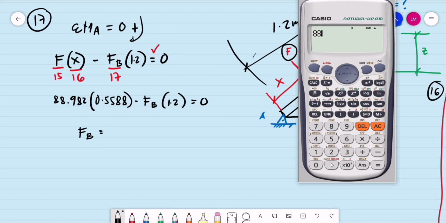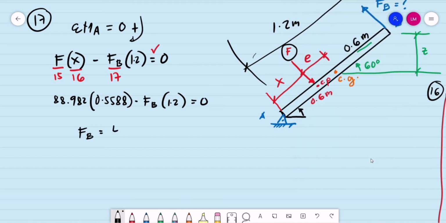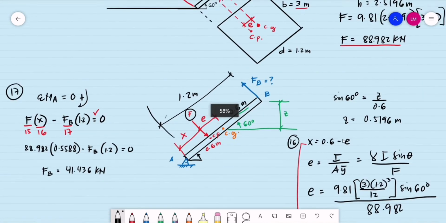So that is 88.982 multiplied by 0.5588 all over 1.2 meters. That is 41.436 kilonewtons. Okay, tingnan natin yon sa choices if we have this value.